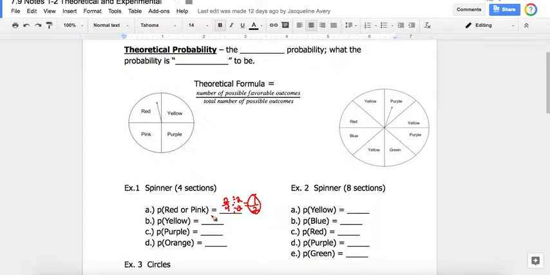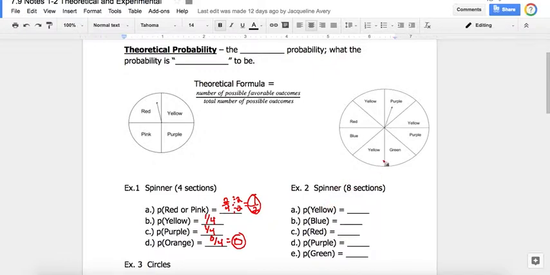Okay, probability of yellow is 1 out of 4. The probability of purple is 1 out of 4. And the probability of orange is 0 out of 4. And 0 divided by 4 is 0. So that is impossible to occur when spinning the spinner because there are no orange spaces on here.